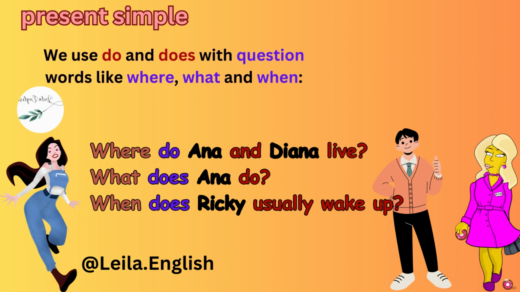We use do and does with question words like where, what, and when. Example: where do Anna and Diana live? What does Anna do? When does Ricky usually wake up?